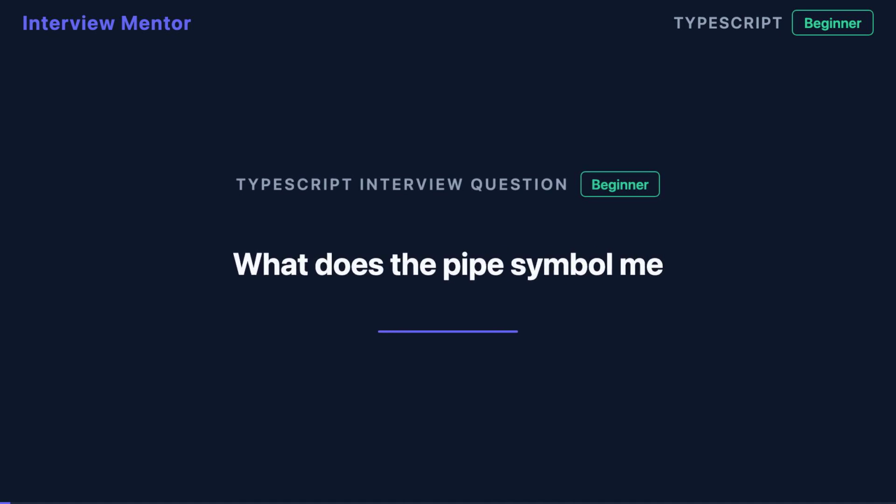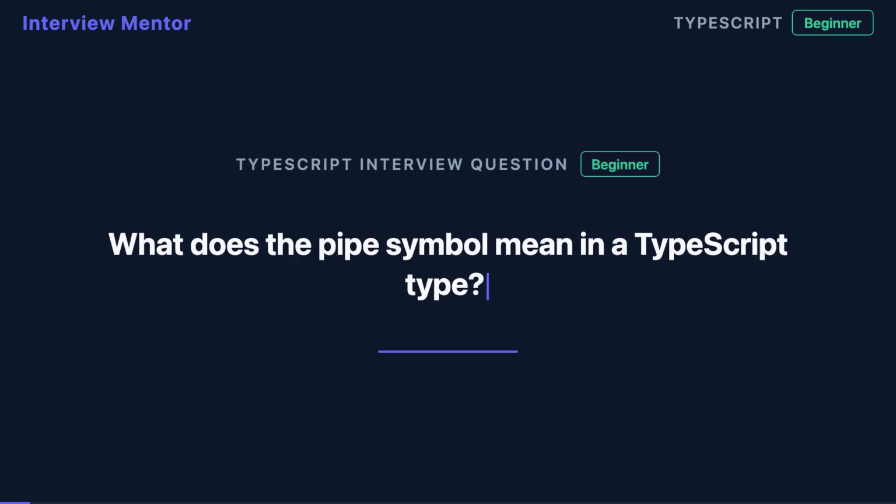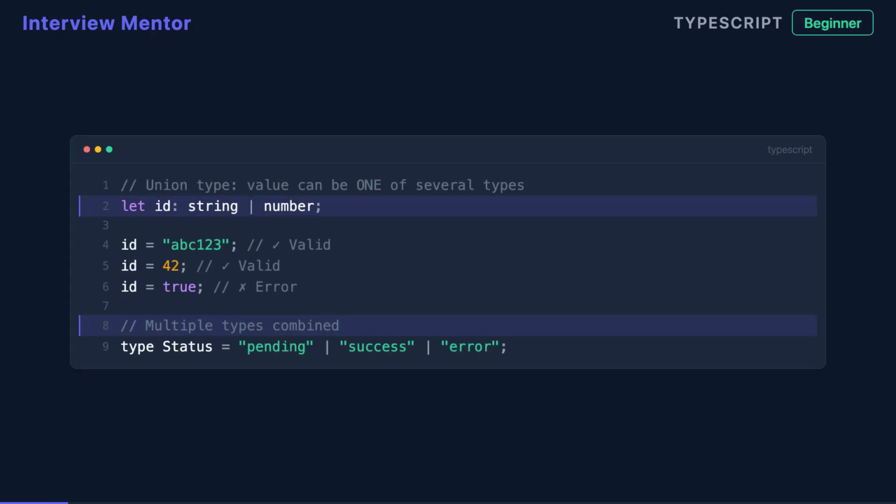The pipe symbol is one of TypeScript's most powerful yet misunderstood operators. Let's break down what it really does. The pipe symbol creates a union type, which means a value can be one of several different types. When you write string | number, you're telling TypeScript this variable could hold either a string or a number. It's TypeScript's way of saying OR between types. You can combine as many types as you need, like type A | type B | type C.